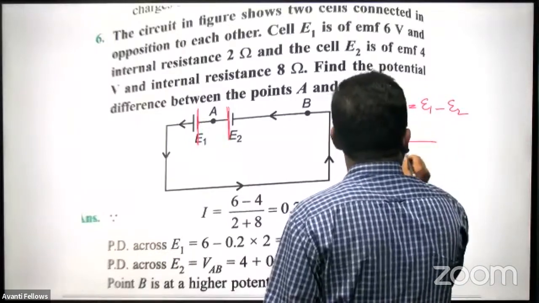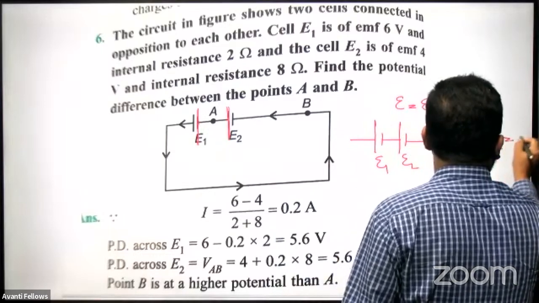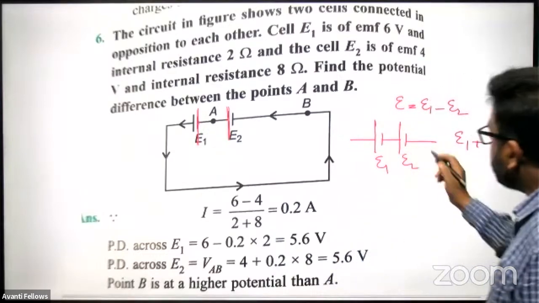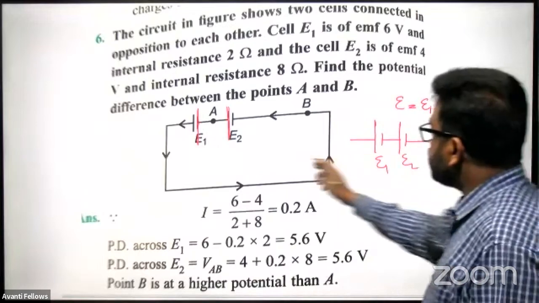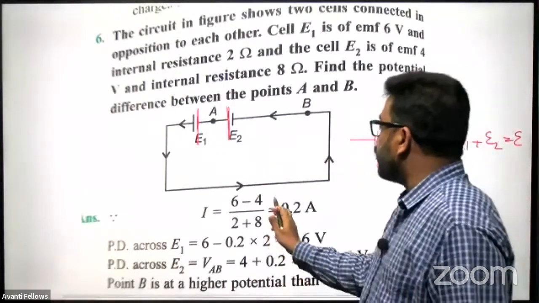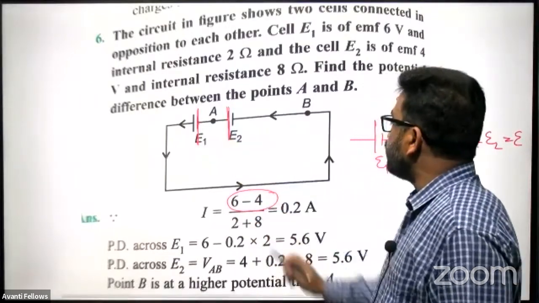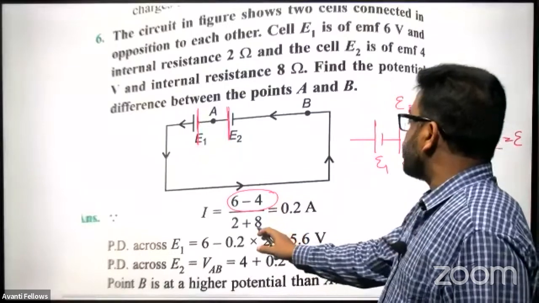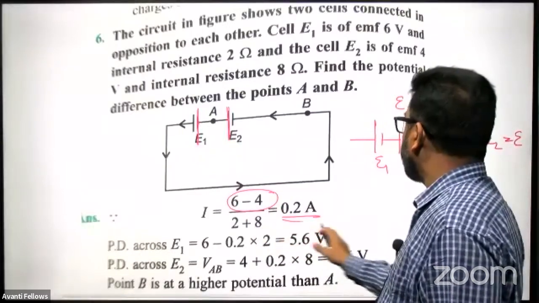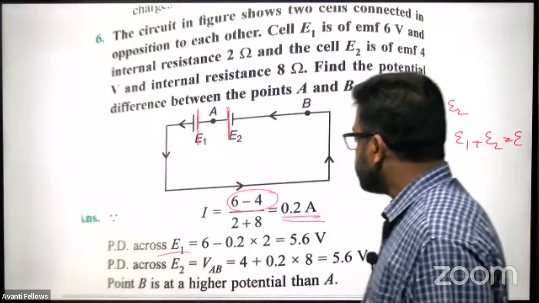And if they are connected like this, where this is E1 and this is E2, it will be E1 plus E2 equals E. So in this case, EMF will be added up. And in such situations like the previous one, EMF will be subtracted. So the current will be equal to 6 minus 4, this is 6 and this is 4, divided by total resistance. That is 0.2 ampere.